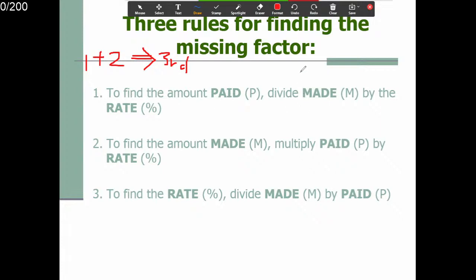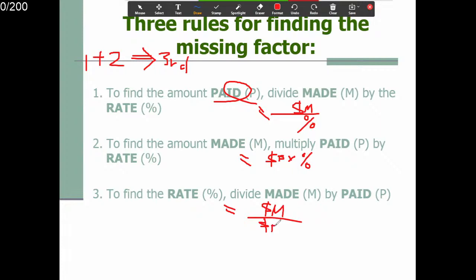Okay, so to find the amount paid, how much you pay into it, you divide how much you make by the percentage. To find the amount made, you multiply the amount that you pay times the percentage. To find out the rate, you divide made by how much you pay them.